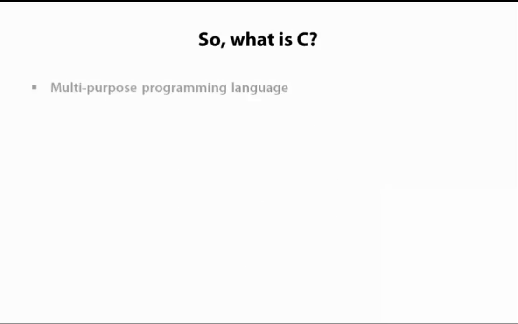C is a multi-purpose programming language. It's not dedicated to any specific function, such as web development in the case of JavaScript, or data access in the case of SQL. It isn't tied to any specific operating system or associated with any particular company, like Java is with Oracle and C# is with Microsoft.